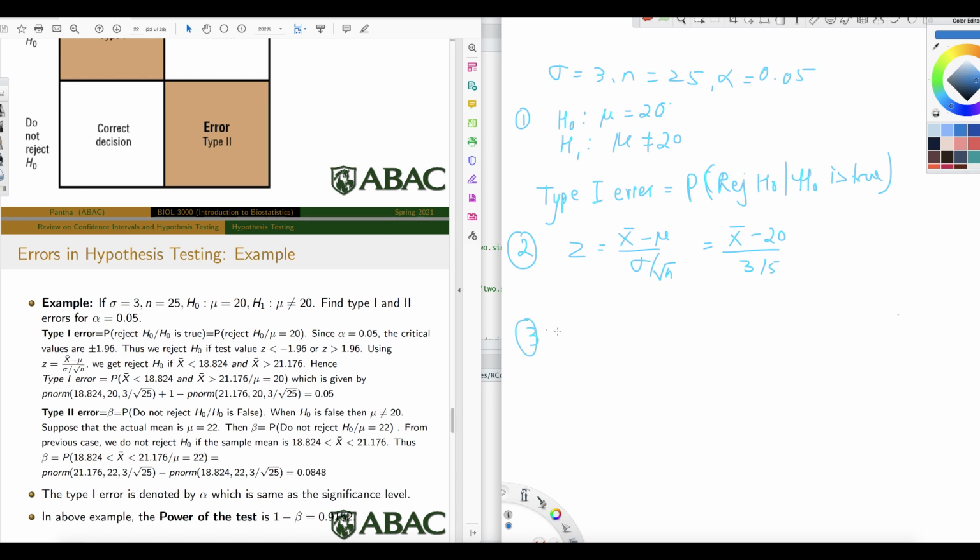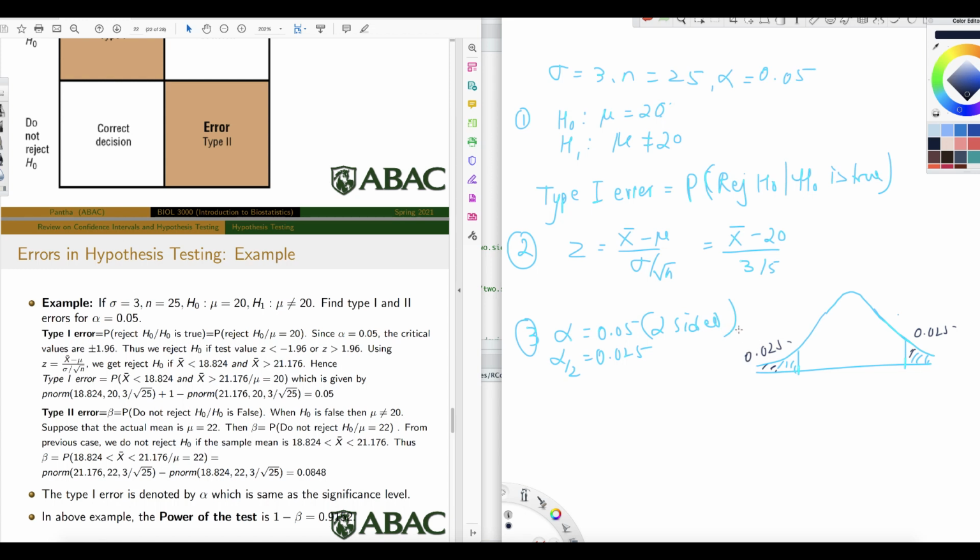So number 3, what is alpha? Let me do the critical value method. Alpha is 0.05. So it's a two-tailed test, right? Since it is two-sided, alpha half is 0.025. That is one area, and this is also 0.025, right?